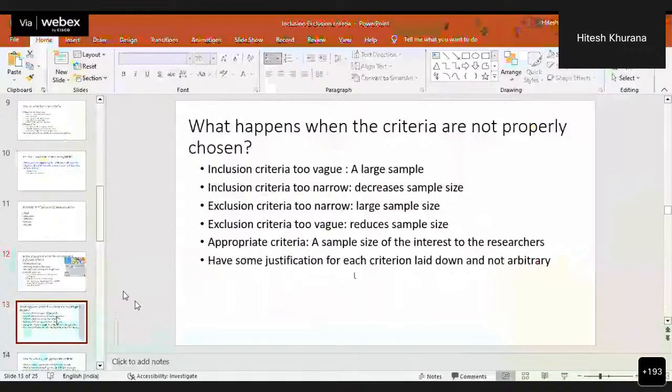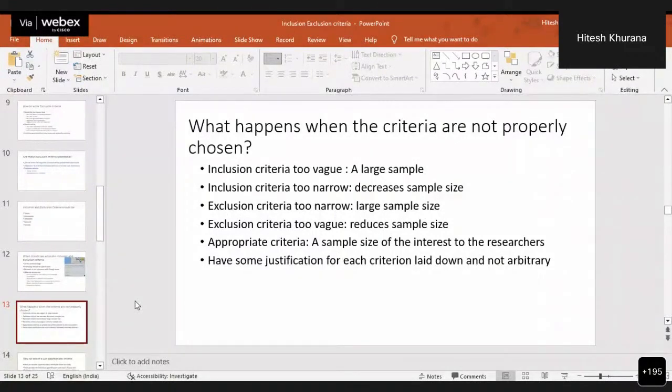And if these are not properly chosen, such as an inclusion criteria that is too broad, taking too many people, and similarly an exclusion criteria that is narrow, this combination will give us a sample which is quite heterogeneous. Not only are the variables related to the research question there, but along with them many adulterants, many confounding variables are also there. So instead of carrying out an effectiveness study, our study will get limited to efficacy only.